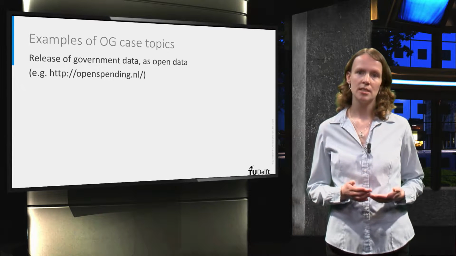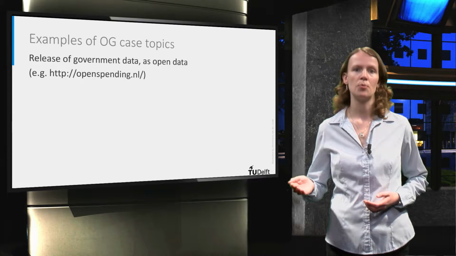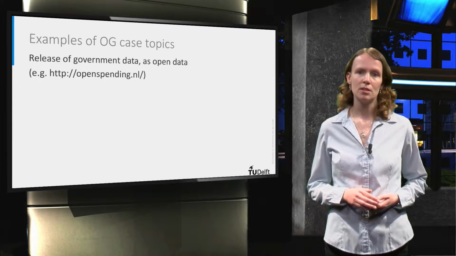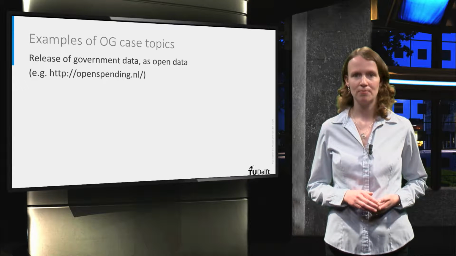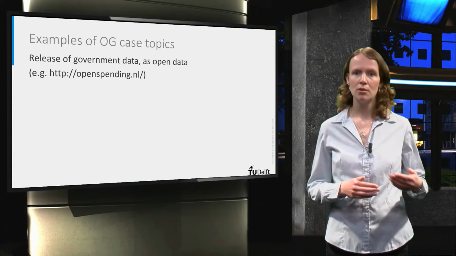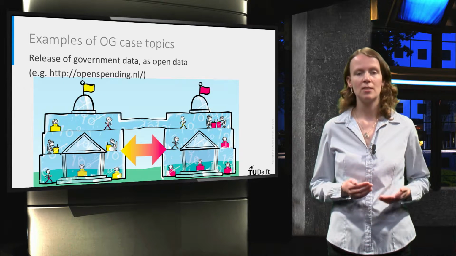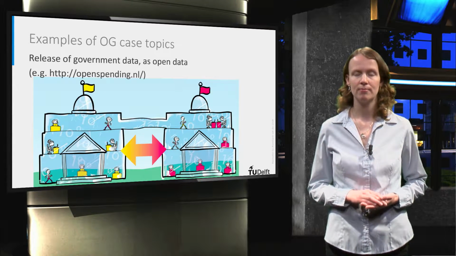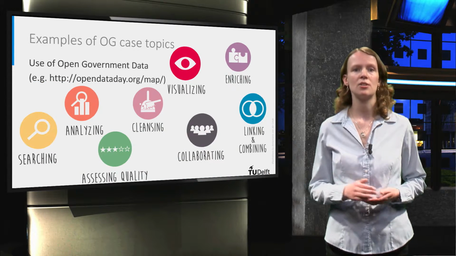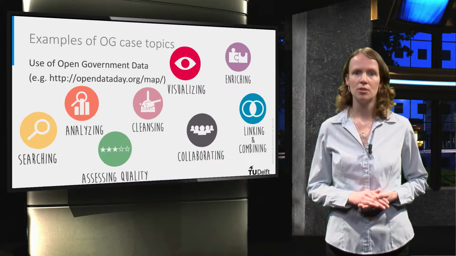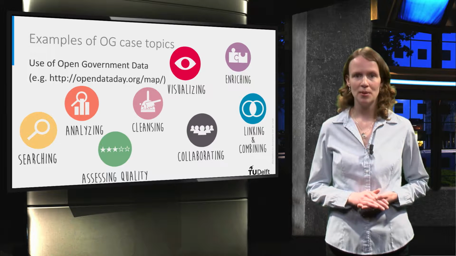First, your case may discuss the release of government data to the public as open data. For instance, public spending data can be opened, as is done by the Open State Foundation. This may reveal money flows between organizations and can also contribute to transparency and accountability. Or second, you can describe a case where open government data is used by citizens, entrepreneurs, journalists or other stakeholders. For instance, at the International Open Data Hackathon.